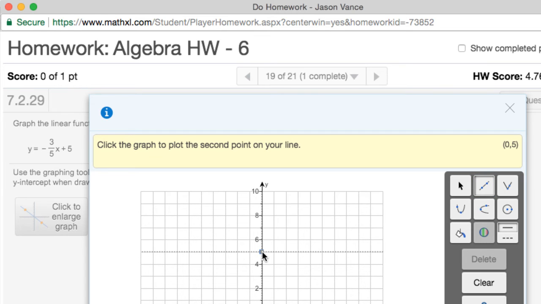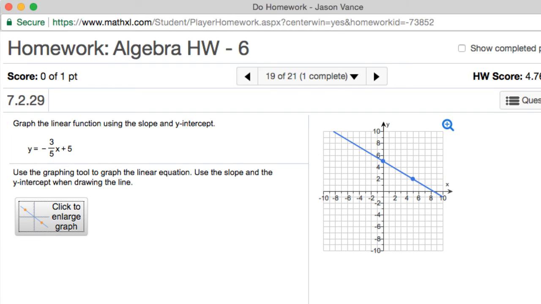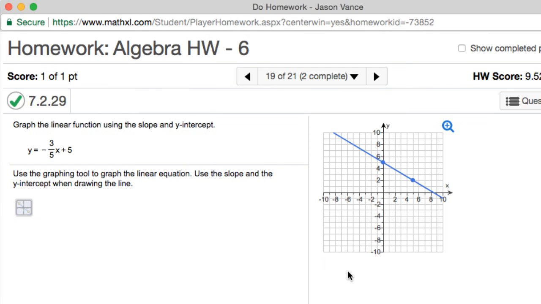Remember, -3/5. So I'm going to come down 3. 1, 2, 3, and now run to the right 5. Save my graph, check my answer, well done.